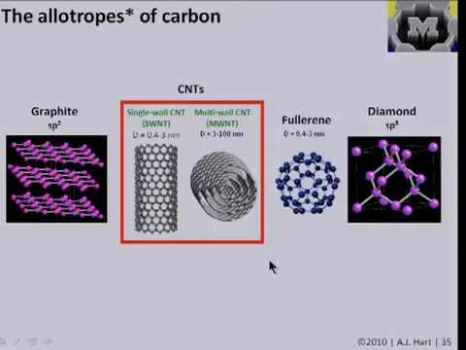Carbon nanotubes are an example of one of the allotropes of carbon, an allotrope being a physical organization of the same material. In the carbon world, there's graphite, which is planar sheets of carbon with the atoms in a hexagonal configuration. There are nanotubes, which are sheets that are seamless cylinders. You can have single-walled and multi-walled nanotubes, and they can have different properties, as we'll talk about later.